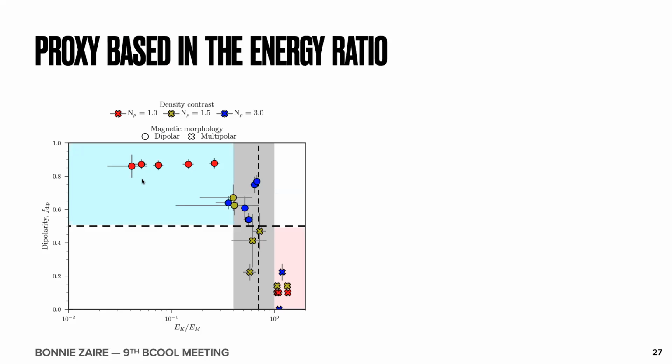So we see that when the energy is in super equipartition, so the magnetic energy is much larger than the kinetic energy, we have these strong dipoles. And as the kinetic energy increases, we see a transition to a complex morphology. So we wondered whether this energy ratio was a universal mechanism valid for stars with different internal structures.